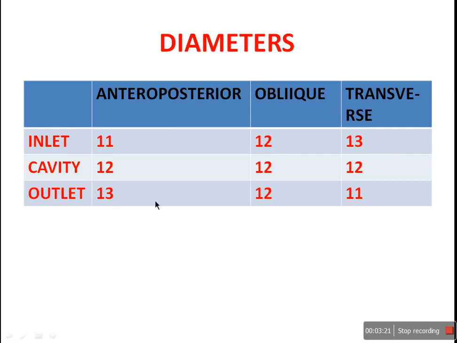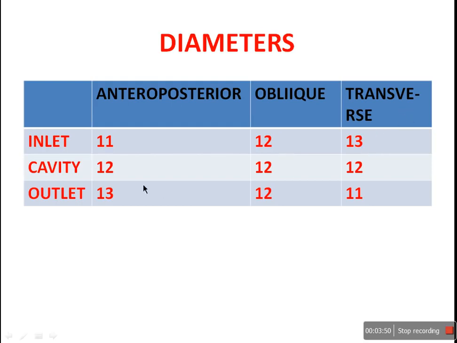If you check the inlet, which is the starting point of the pelvis, and measure the anterior posterior diameter from the anterior side to the posterior side, you can see 11 centimeters. Oblique, from one corner to another corner, is 12, and transverse is 13.